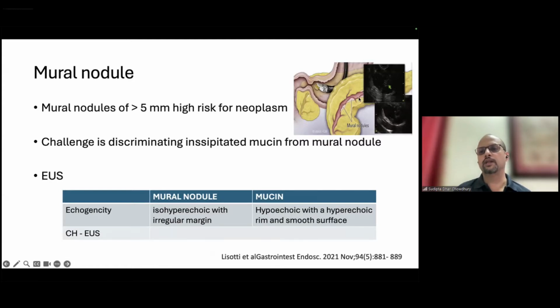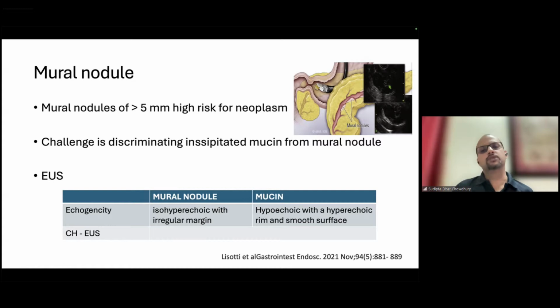Mural nodules are formed in the wall of the cystic neoplasm, predominantly seen in IPMN, in the form of a thickening of the wall or a bleb. The problem with mural nodules is that sometimes, even in IPMN, which secretes so much mucin, it's very difficult to discriminate between inspissated mucin and a mural nodule. EUS helps to a certain extent because, looking at echogenicity, mural nodules are hyperechoic with irregular margins, whereas mucinous lesions are usually hypoechoic with a hyperechoic ring. But these are very subjective and sometimes difficult to discern.